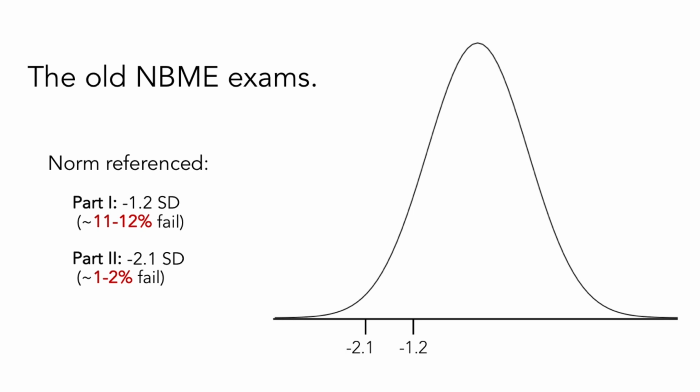So for instance, if you have a very high performing class of medical students, imagine that there was a class that was just entirely composed of Sir William Oslers. Well, you're still going to have 11 or 12% of them who are going to fail the part one exam. And you're still going to have 1 or 2% of them that fail the part two exam because you're defining the standard based on just where people fall in the bell curve. And there's always someone who, relative to their peers, is going to be lower.